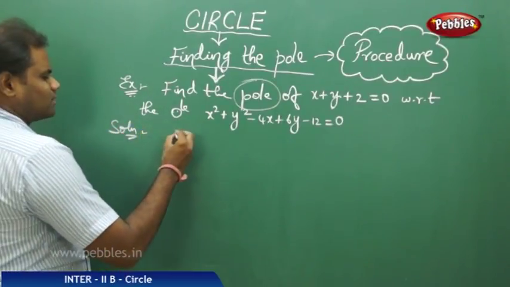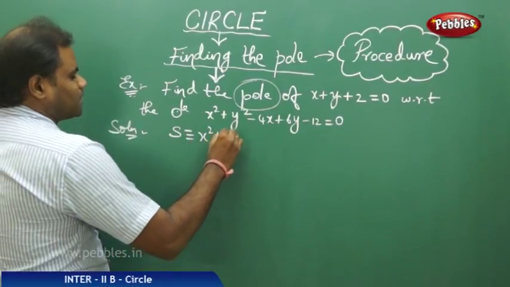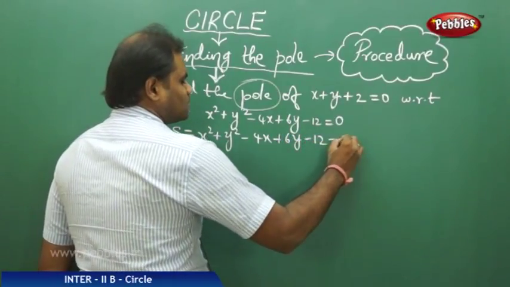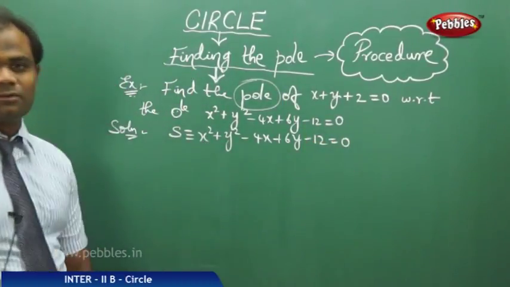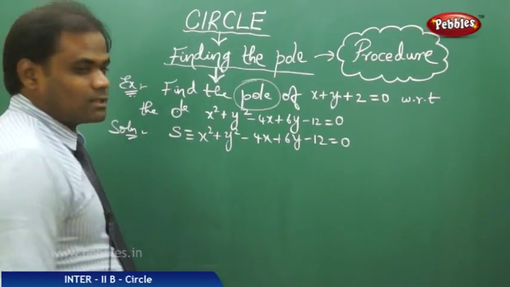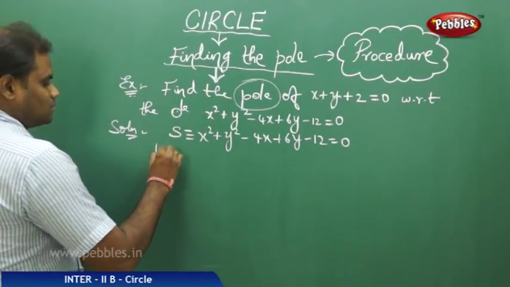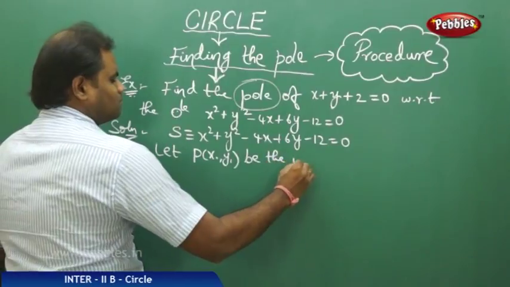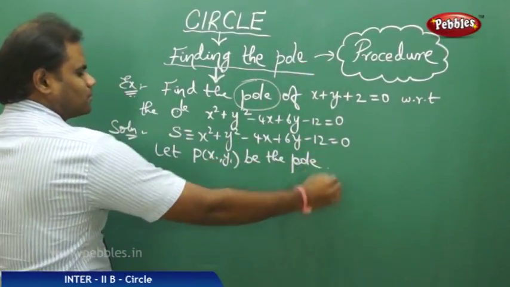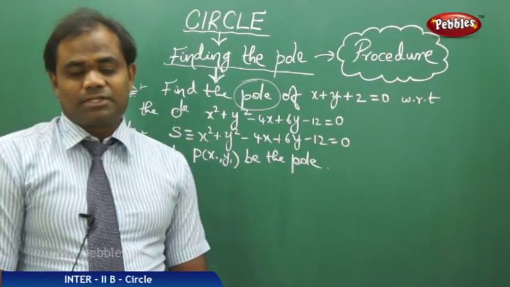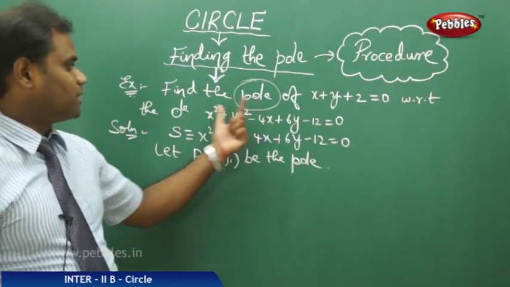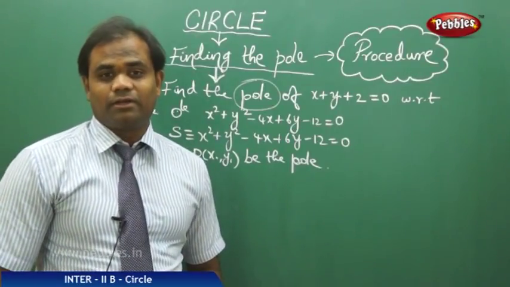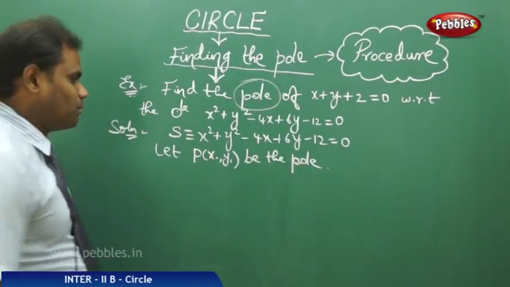Now initially the circle given here is x squared plus y squared minus 4x plus 6y minus 12 equal to 0. Now for this circle, say let P(x1, y1) be the pole. So assuming that the point P(x1, y1) is the pole, in order to find the pole, I need to find the values of x1 and y1. That is how I understand finding the pole. So let P(x1, y1) be the pole.